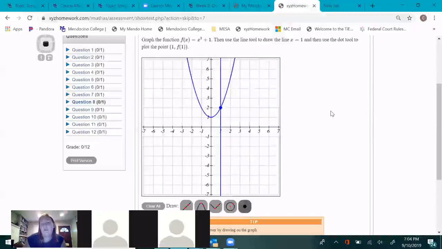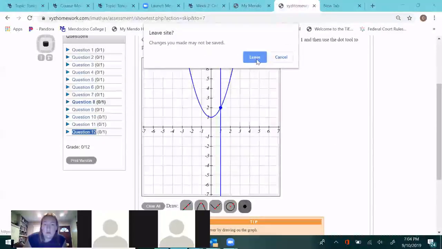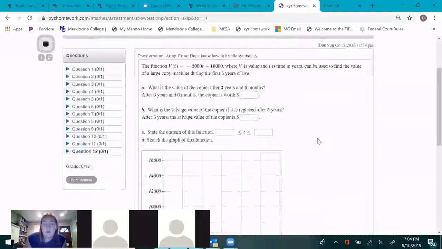That's where I'm getting messed up, is I forget to plot the dot. And it keeps marking it wrong, and I could not figure out why it was doing that. Okay. All right, and then you had a question on the last one also. The last one, kind of like I said when I was messaging you, I get confused on word problems.